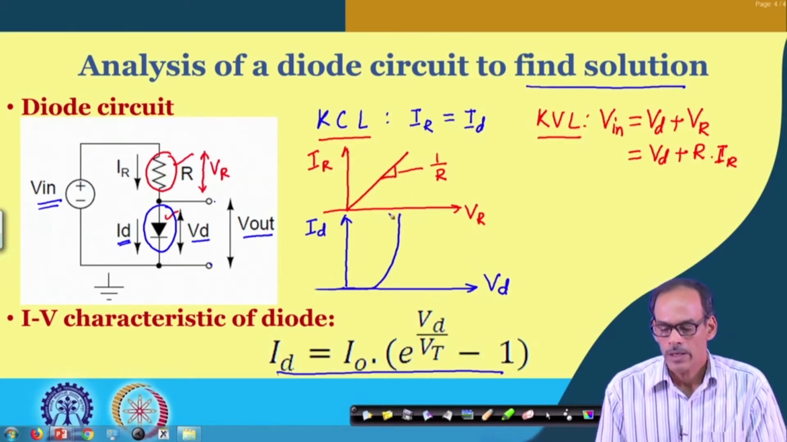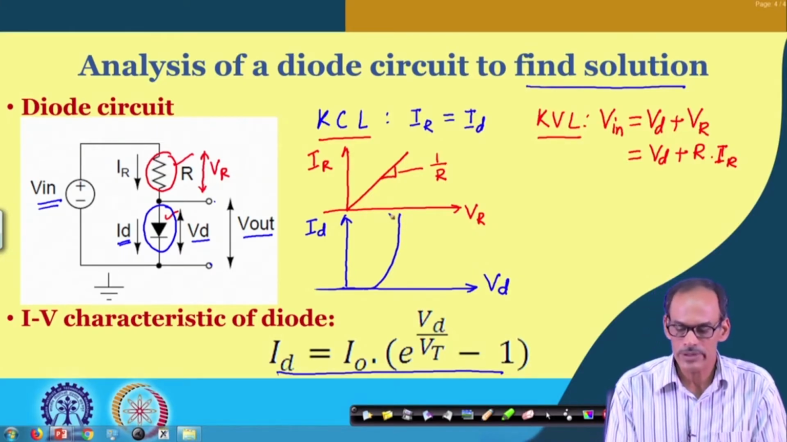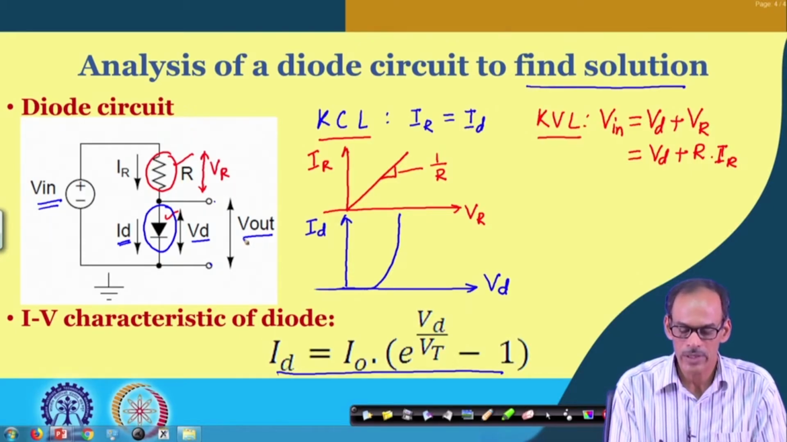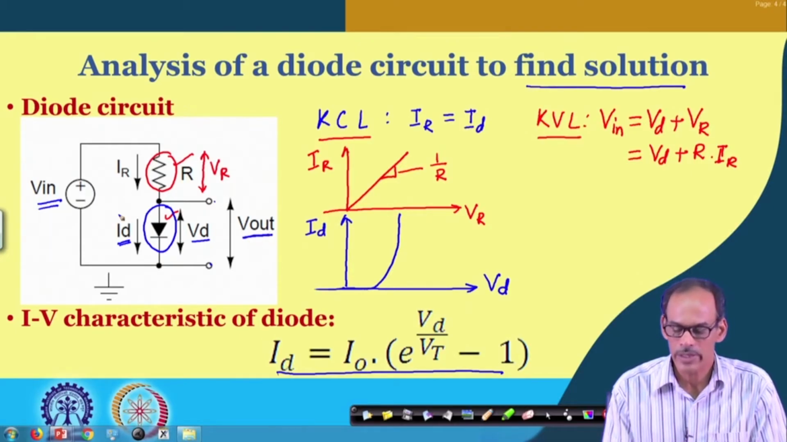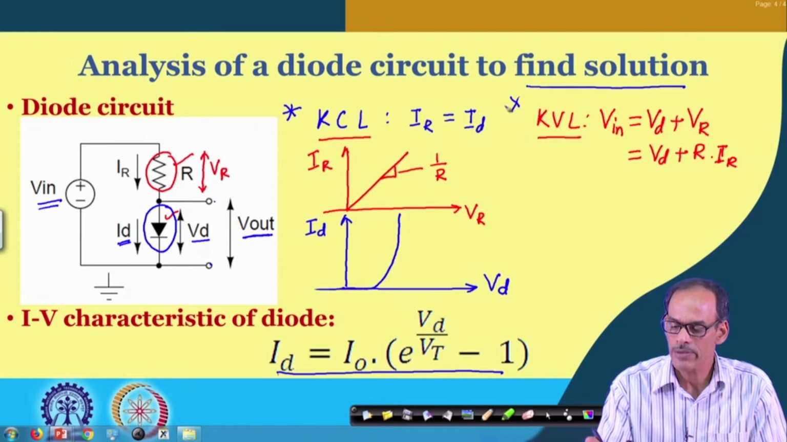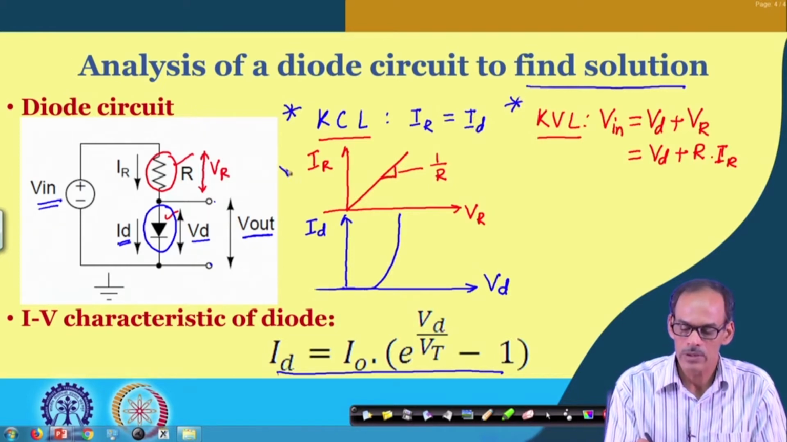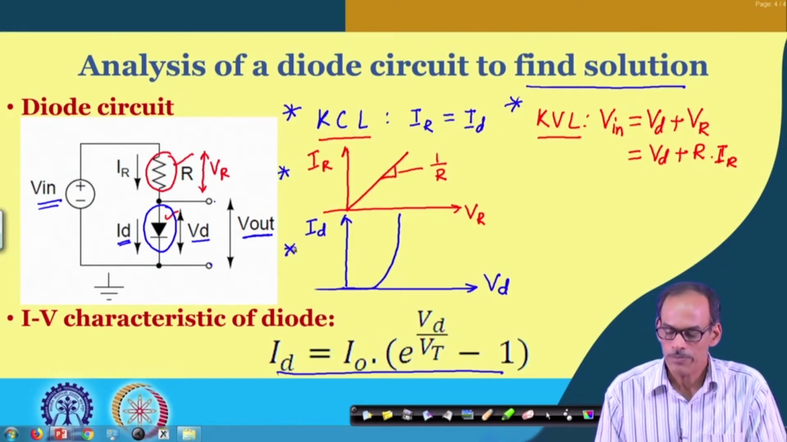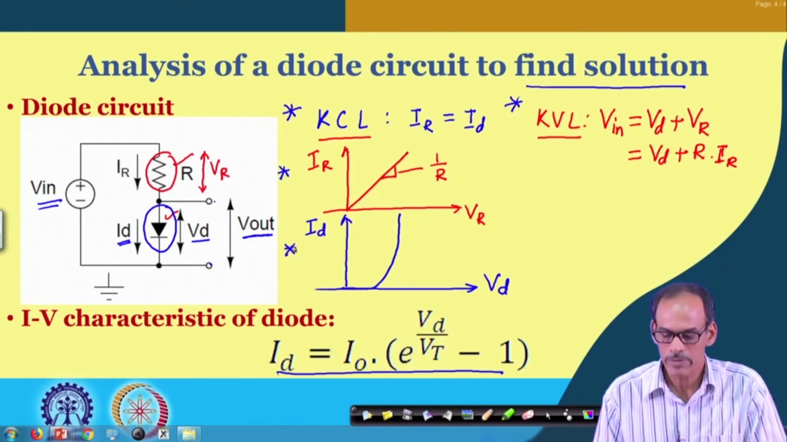Now, while solving this circuit to get the final value of V out and the currents, we need to respect KCL, KVL, then the resistor characteristic, and then the diode characteristic. Before I go into the solution, let me introduce some terms.